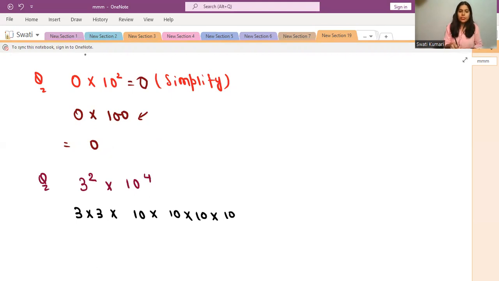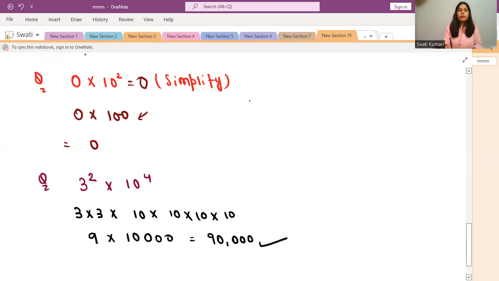So yes, we can do here 3 into 3, 9. And this is 10 into 10 into 10 into 10, which is the same as 1 and just write down all the zeros, 1, 2, 3, 4. And 9 into 10,000 is going to be 90,000. So this is our answer.